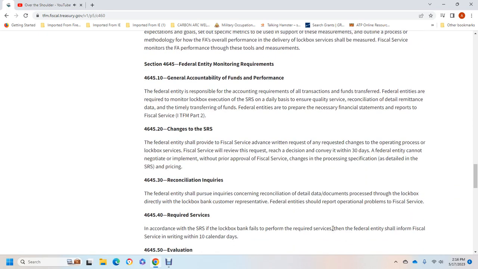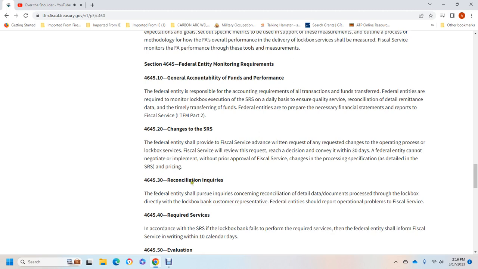4645 Change to the SRS. The federal entity shall provide the financial service in advance the rate and required changes to the operating profile of the lockbox. The official service will review the request and reach a decision, conveying it within at least 30 days. A federal entity cannot renegotiate and implement changes to the process specification detail in the SRS and pricing without prior approval of official service.